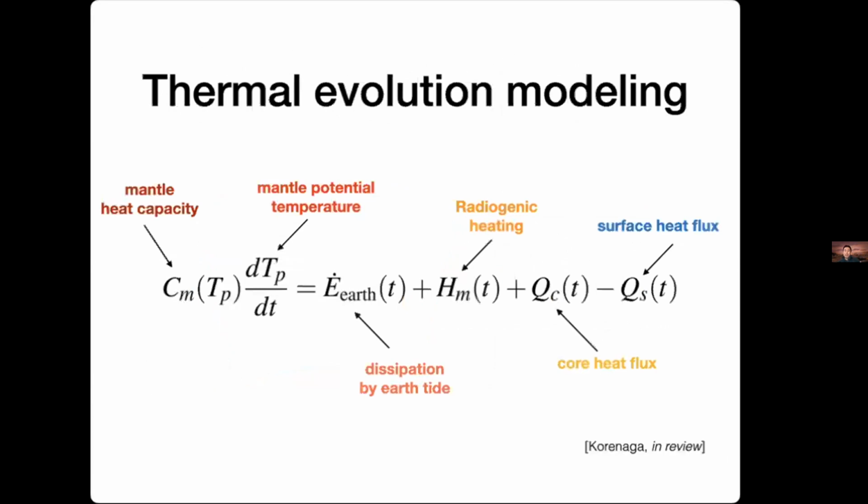Now we can model this whole process, starting from a fully molten magma ocean to the beginning of subsolidus mantle convection, in a framework of thermal evolution. Basically, we solve this energy balance equation, which shows how the mantle potential temperature, T sub P, changes with time depending on the balance of heat sources, including tidal dissipation, radiogenic heating, core heat flux, and heat loss from the surface. The most important term for this talk is, of course, this tidal dissipation term.